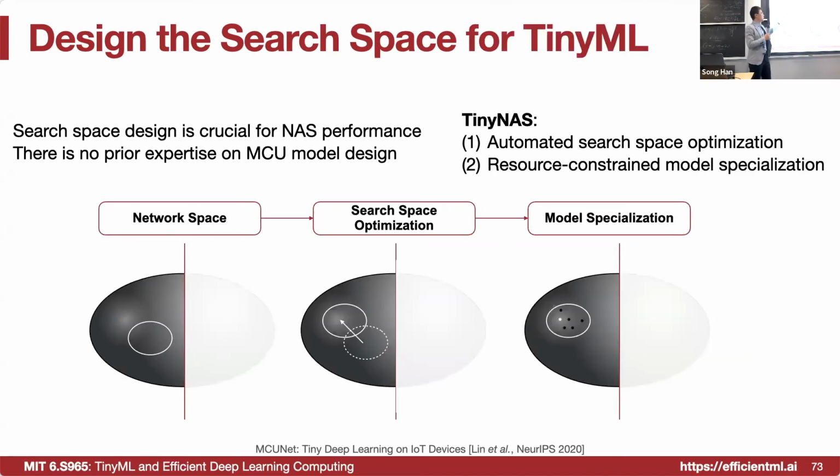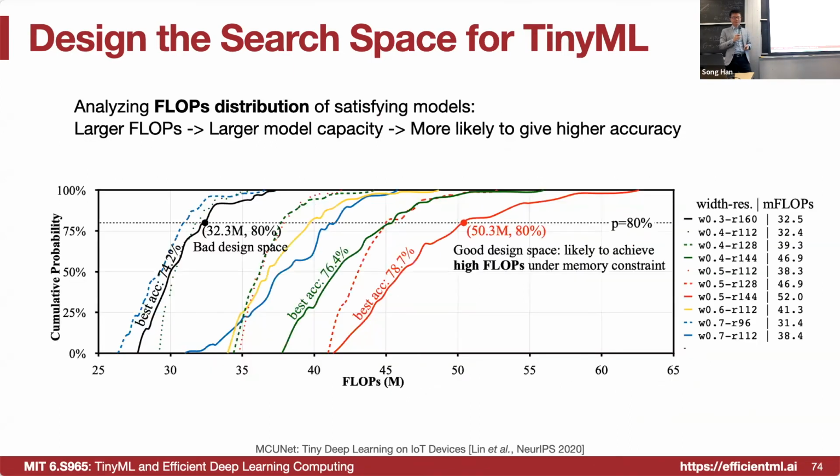So initially, we are given a full network design space. Then we want to do such search space optimization to narrow down the design space. Then we are going to perform architecture search on such a narrowed down, smaller design space. So in this tiny neural architecture search, we propose this automated search space optimization for such resource constrained specialization.